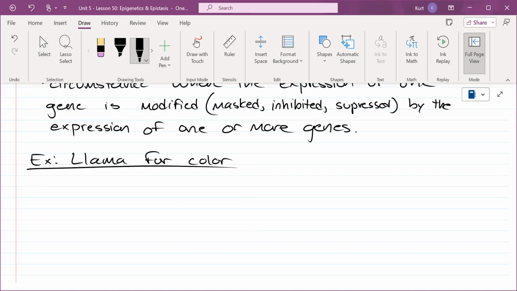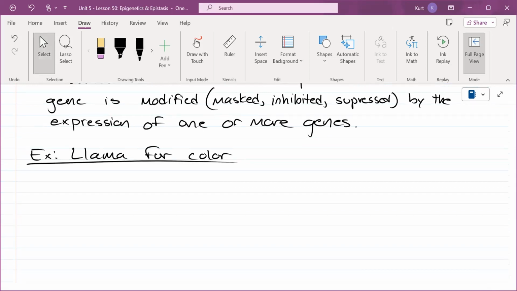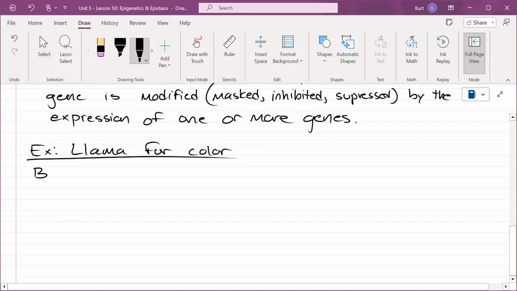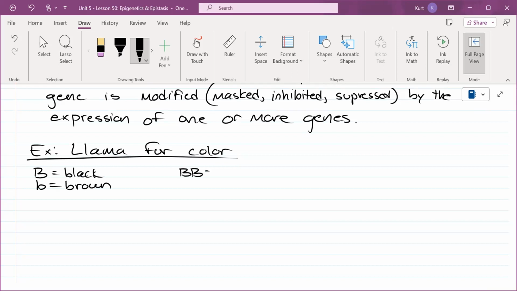Y'all know what a llama is? It's kind of like a camel. They live in South America. They spit. They're a mammal. They're very furry. Have a lot of wool. In llamas, a dominant allele will be black and a recessive allele will be brown. So let's start off easy. If you have a llama that's homozygous dominant, what color will it be? If you have a llama that's heterozygous, what color will it be? And it is complete dominance. Black. And if you have a llama that's homozygous recessive, what color will it be? Easy enough, right?